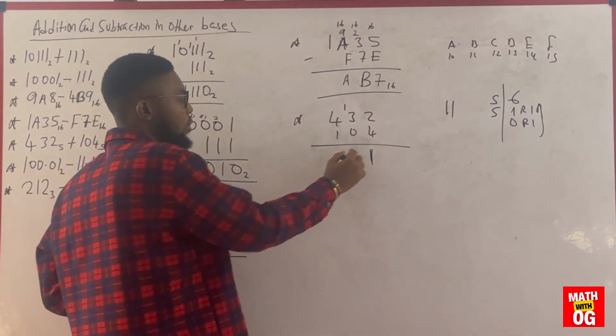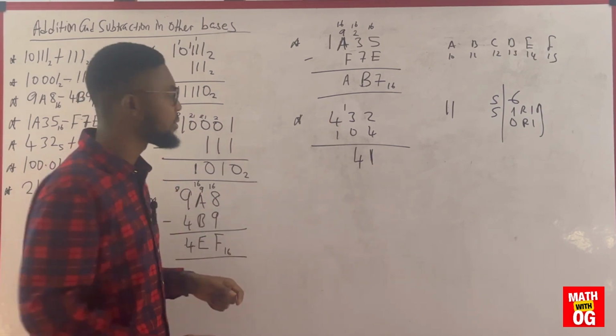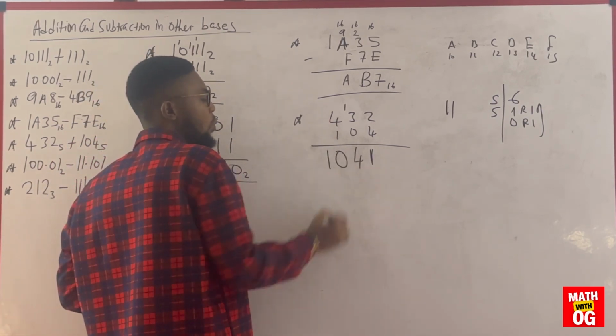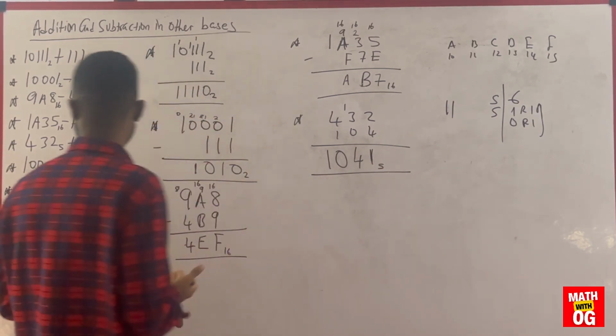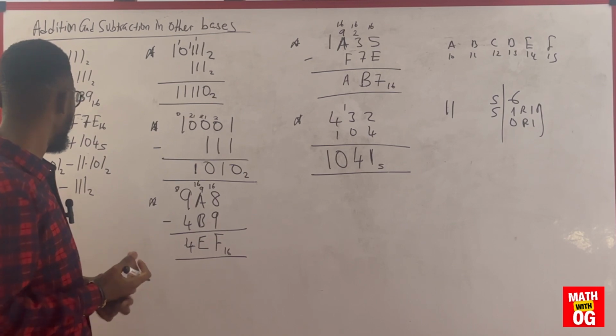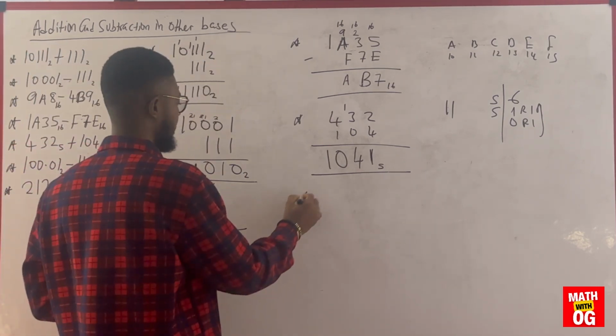1 plus 3 is 4, and 4 is 4 in base 5. 4 plus 1 is 5. There's no 5 in base 5. And 5 in base 5 is 1, 0. So we have 1, 0, 4, 1 in base 5. Next question, 100.01 minus 11.101.